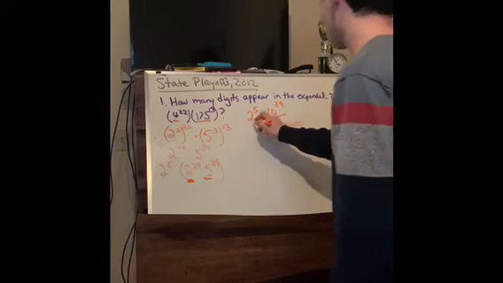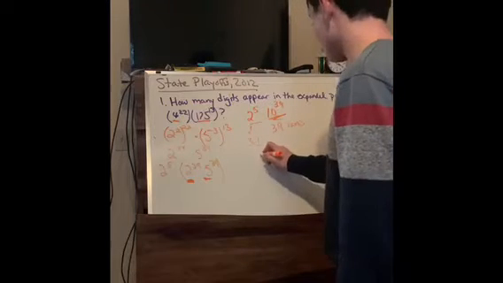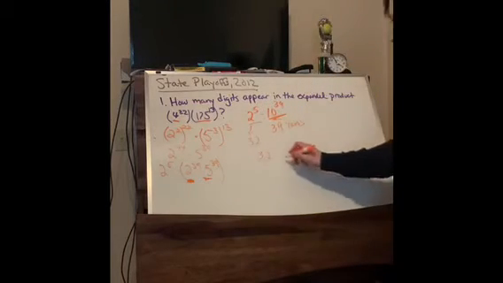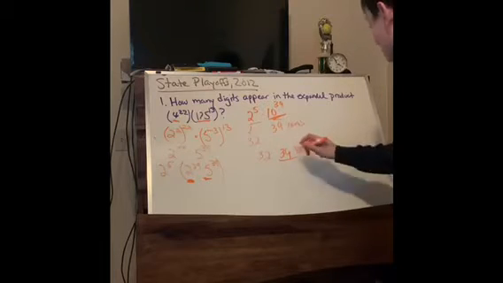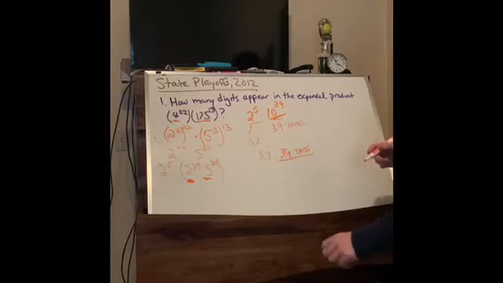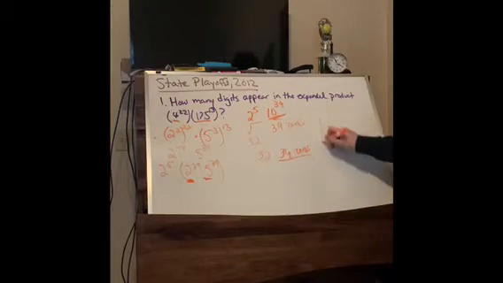And we know 2 to the 5th is going to be 32. So really this is the number 32 followed by 39 zeros. In the end, the number of digits is going to be 41.